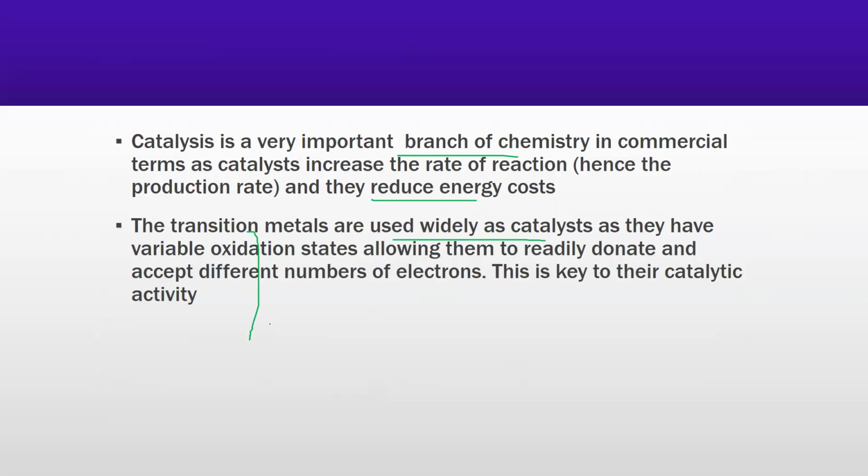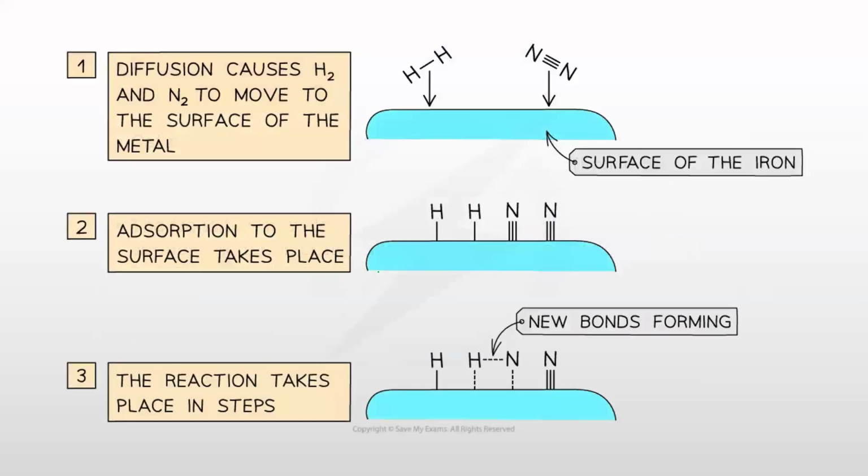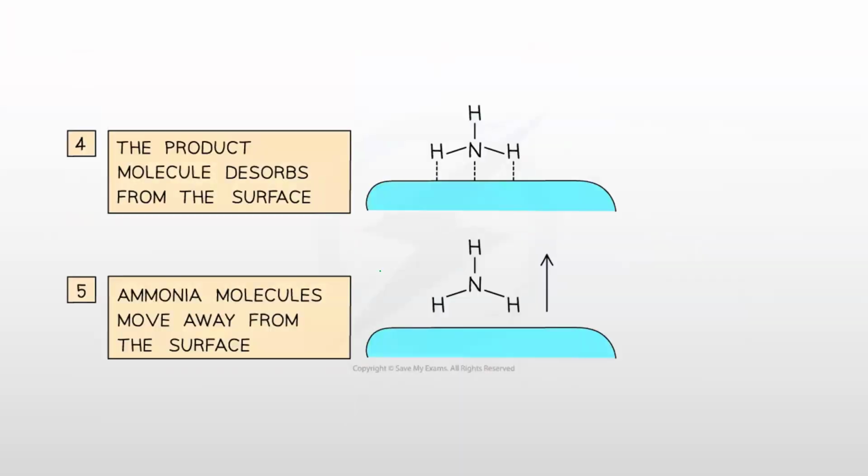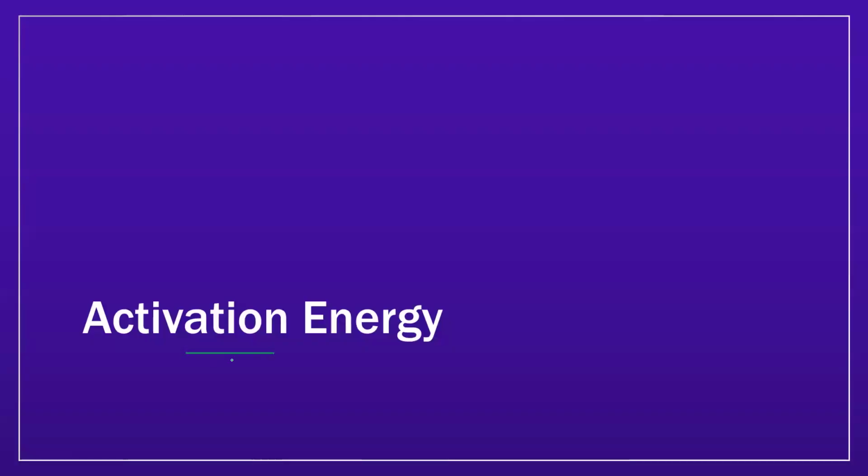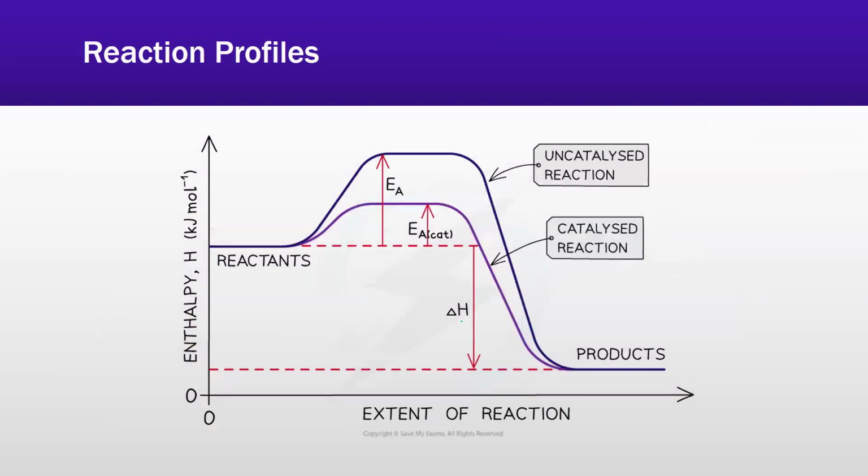जो transition metals होते हैं जैसे कि iron is used in Haber's process, vanadium is used in contact process, nickel is used in hydrogenation. ये सारे catalyst mostly transition metals होते हैं. So activation energy क्या है? Activation energy is basically the energy needed to start a reaction. पहले देखो, without catalyst or with catalyst. Without catalyst, this much of energy was needed. But the moment I added the catalyst, I only need this much of energy.